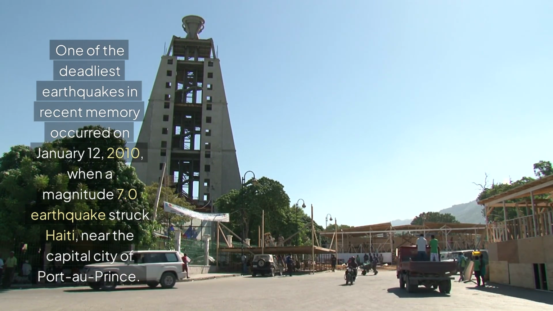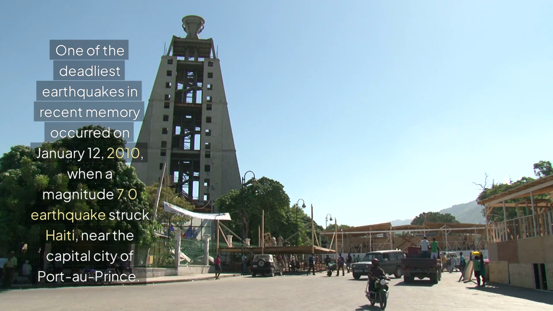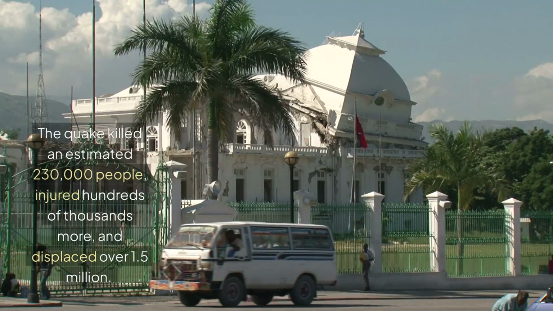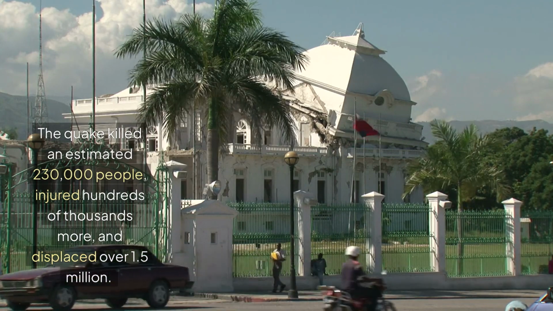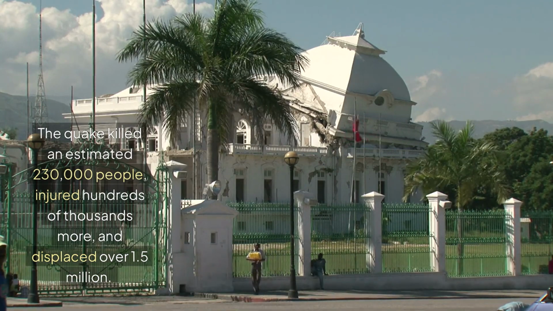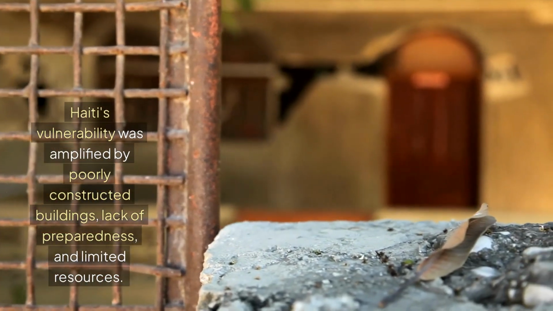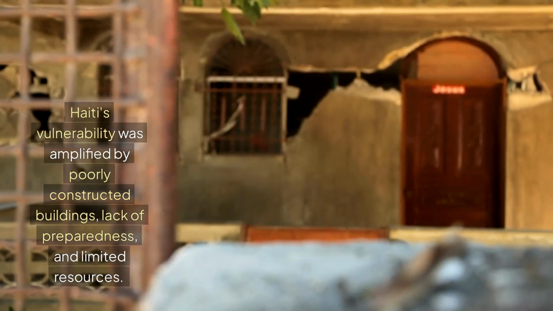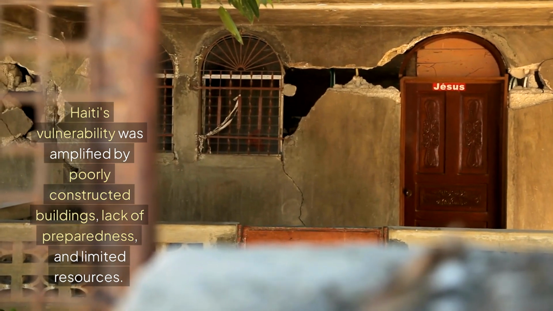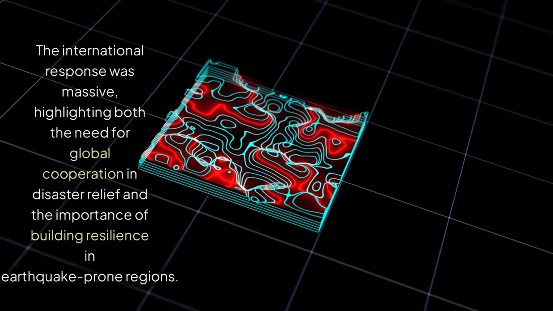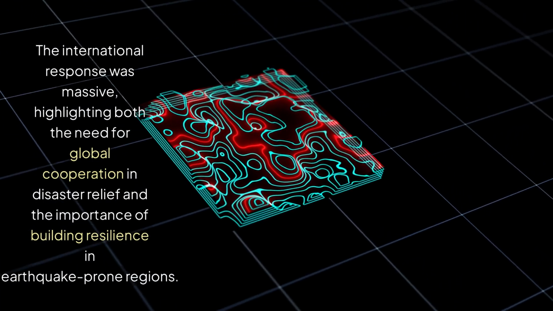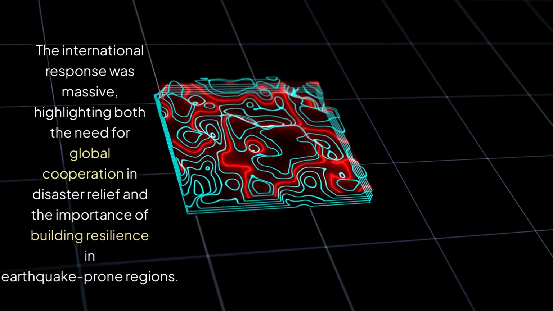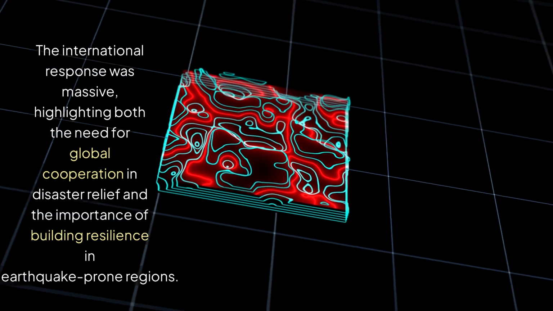One of the deadliest earthquakes in recent memory occurred on January 12, 2010, when a magnitude 7.0 earthquake struck Haiti, near the capital city of Port-au-Prince. The quake killed an estimated 230,000 people, injured hundreds of thousands more, and displaced over 1.5 million. Haiti's vulnerability was amplified by poorly constructed buildings, lack of preparedness, and limited resources. The international response was massive, highlighting both the need for global cooperation in disaster relief and the importance of building resilience in earthquake-prone regions.